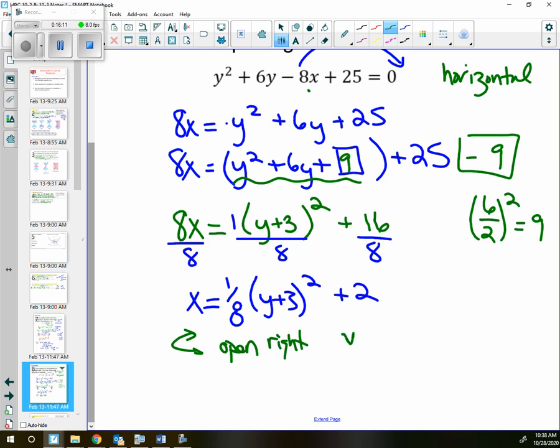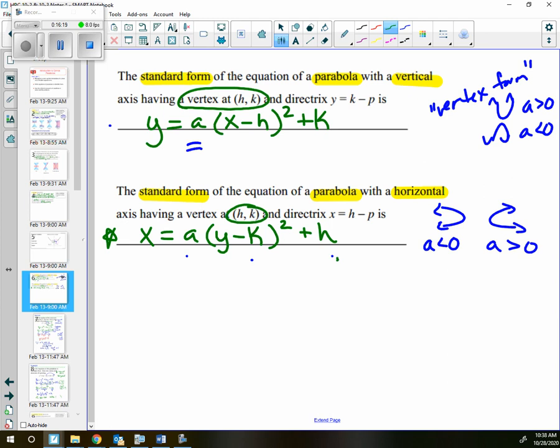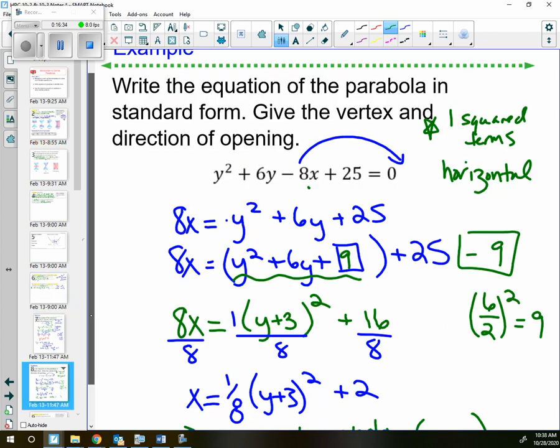Our vertex, let's talk about the vertex. This is kind of tricky for people. You got to remember HK, but the H now, because this is horizontal, is on the outside because it's the X value now. So the X value, that shifting left and right, is on the outside. What's in with the Y is always going to be the vertical shift. So the vertical shift is actually on the inside. They're just flip-flop. Remember, that's what inverse means. They're in the opposite location.